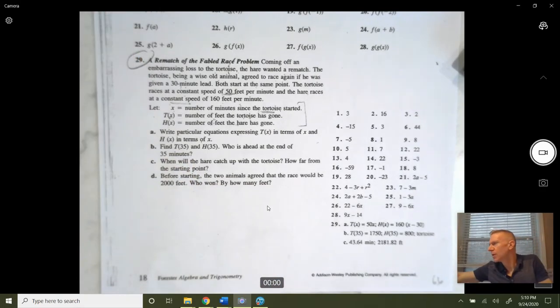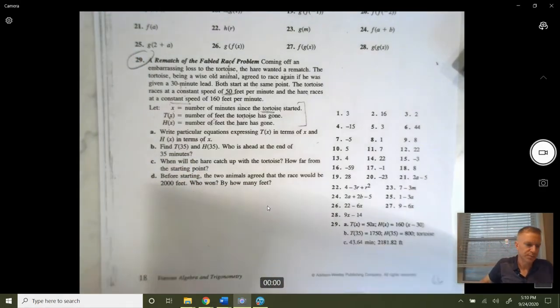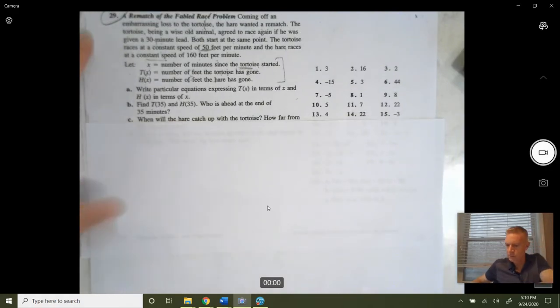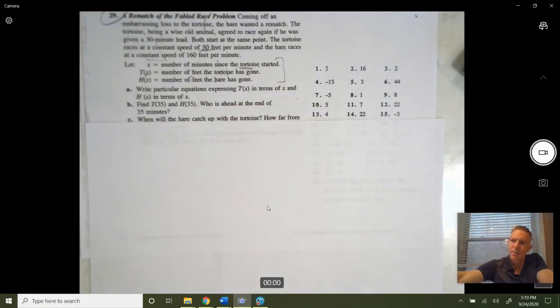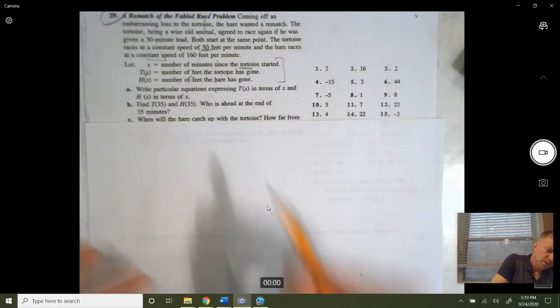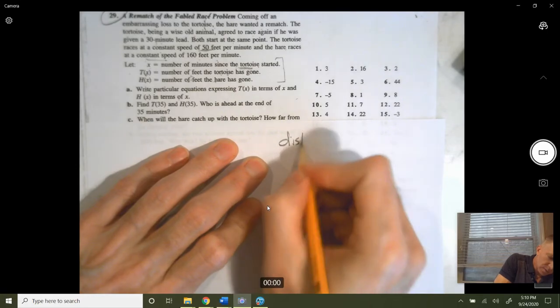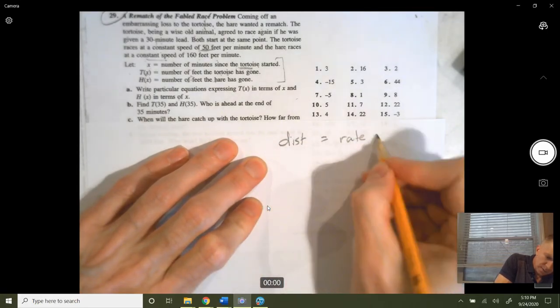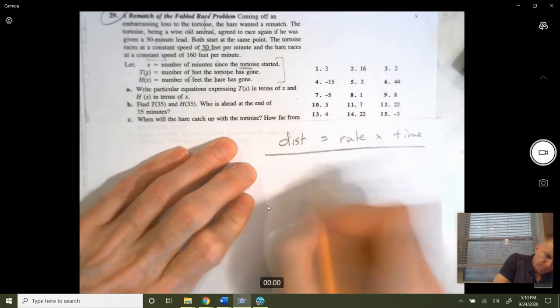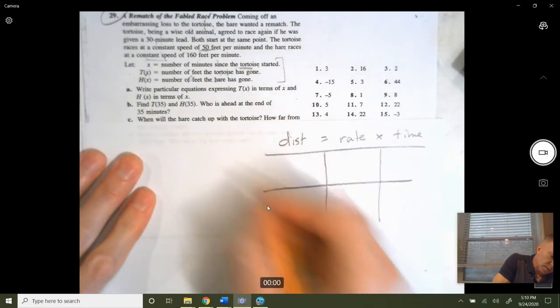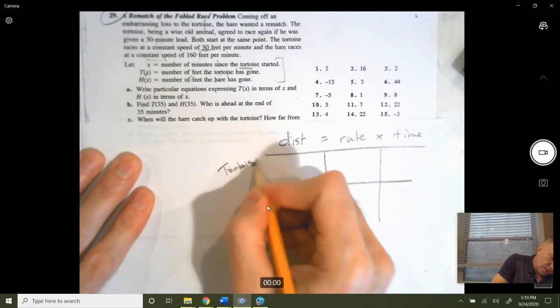Okay, so I'm going to do this on a separate sheet of paper. I'm going to keep this in mind. I want to organize my information a little bit better. So I know that distance equals rate times time. Okay, so I'm going to set up a table up here. I'm just going to put this up in the corner. I know that distance equals rate times time. And I know I've got a tortoise, and I've got a hare.